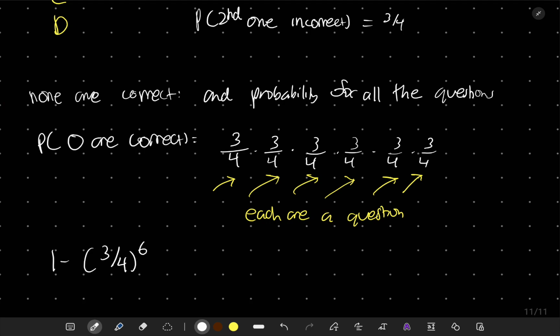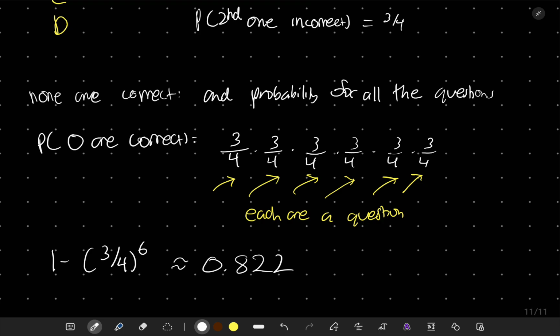So I'm going to calculate 0.75, and I'm going to raise this to the power of 6, and then take 1 minus that. So this is going to be around 0.822. So he has a pretty good chance of getting at least one of them correct.